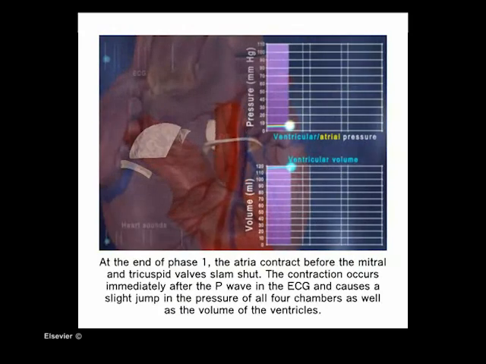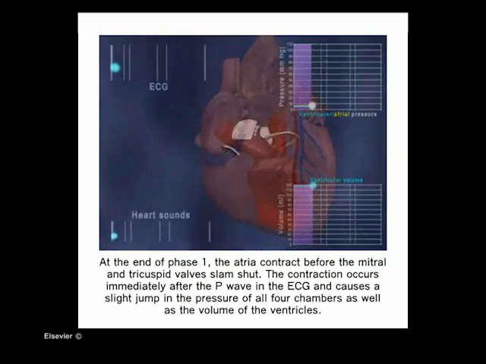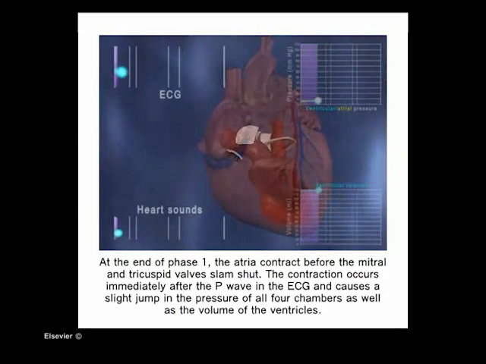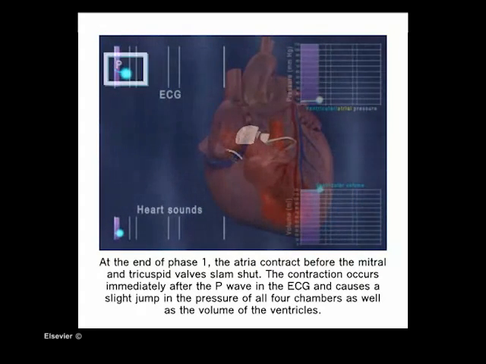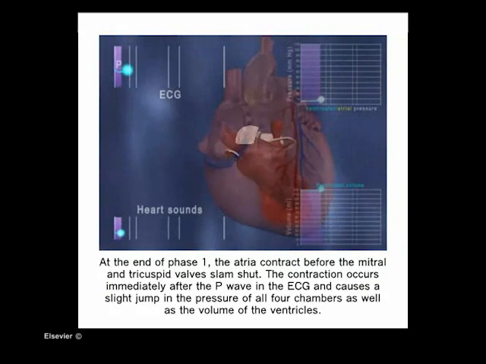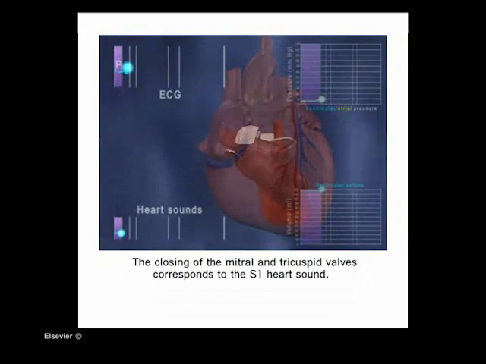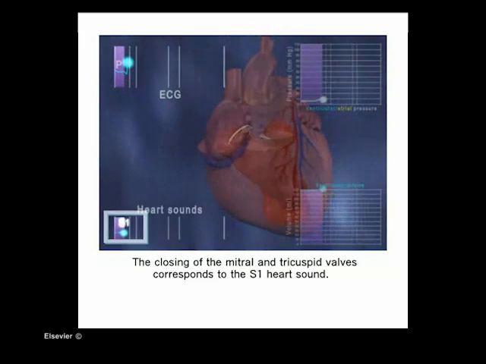At the end of phase 1, the atria contract before the mitral and tricuspid valves slam shut. The contraction occurs immediately after the P wave in the ECG and causes a slight jump in the pressure of all 4 chambers as well as the volume of the ventricles. The closing of the mitral and tricuspid valves corresponds to the S1 heart sound.